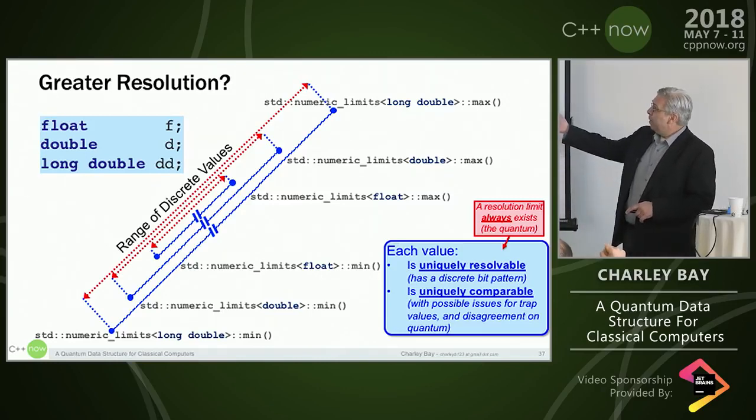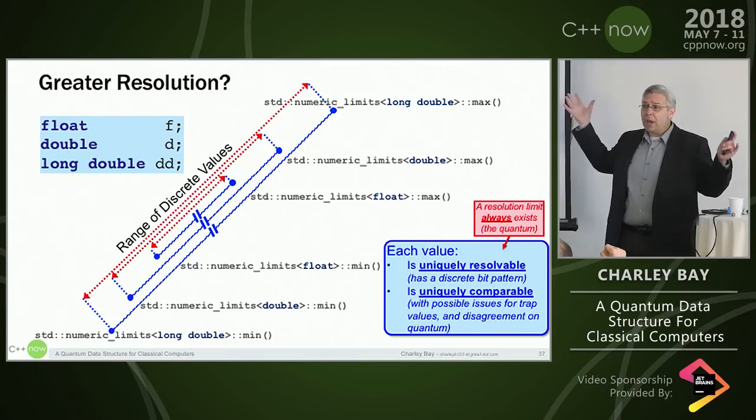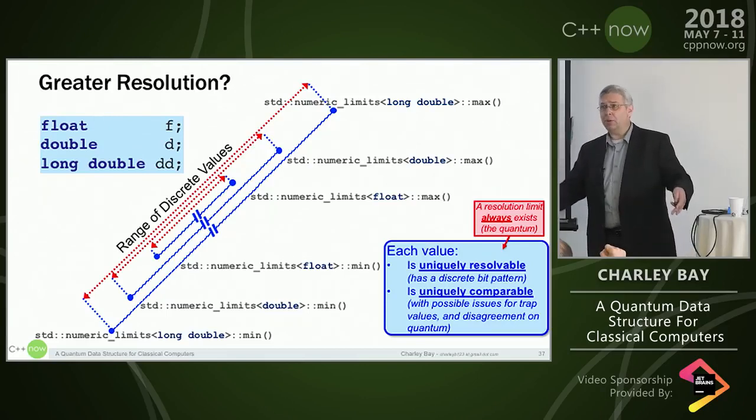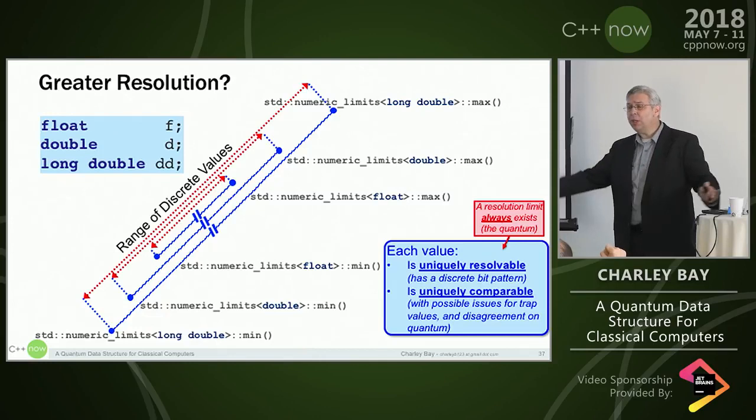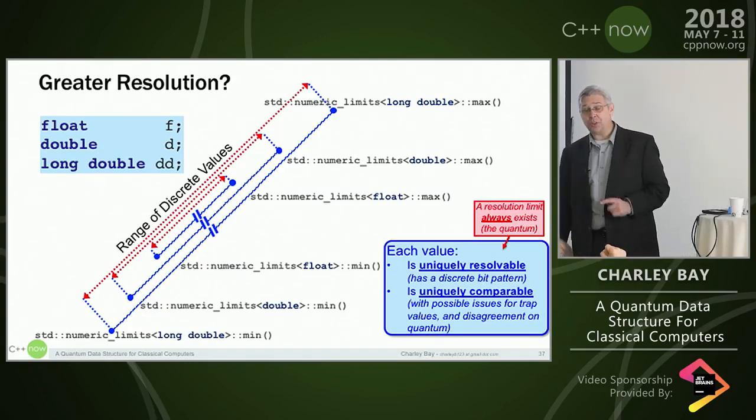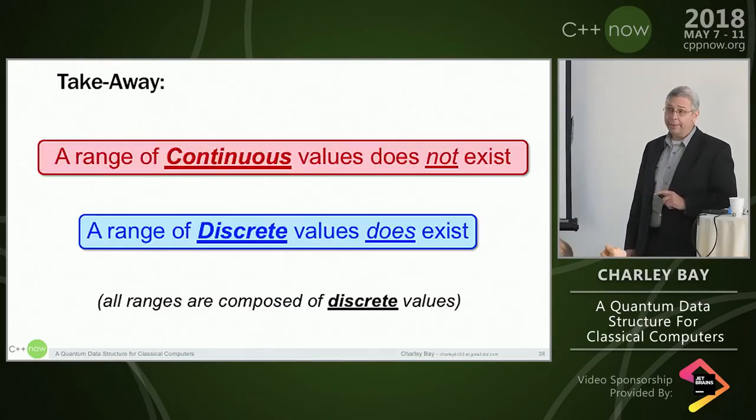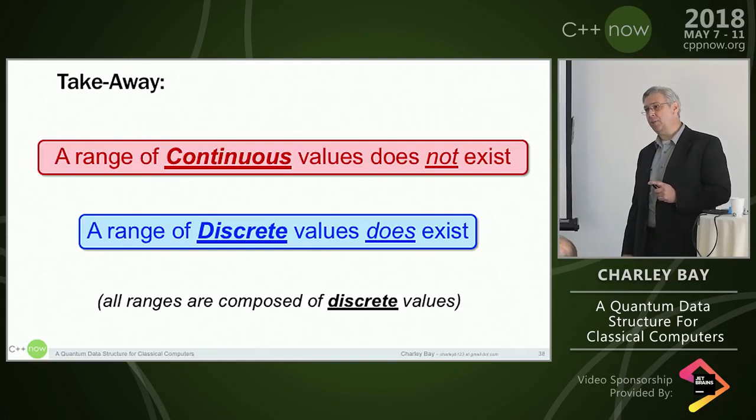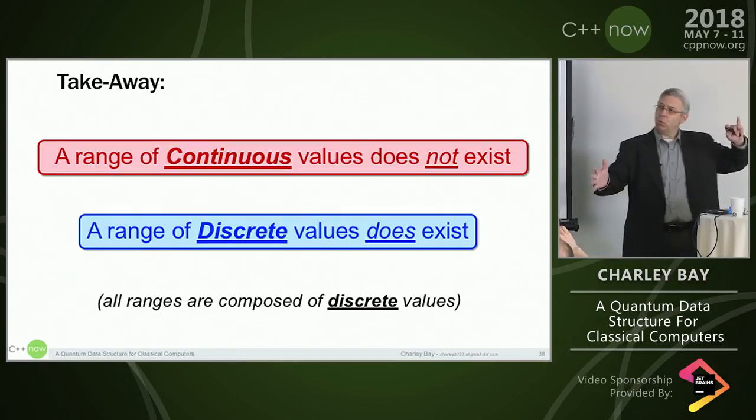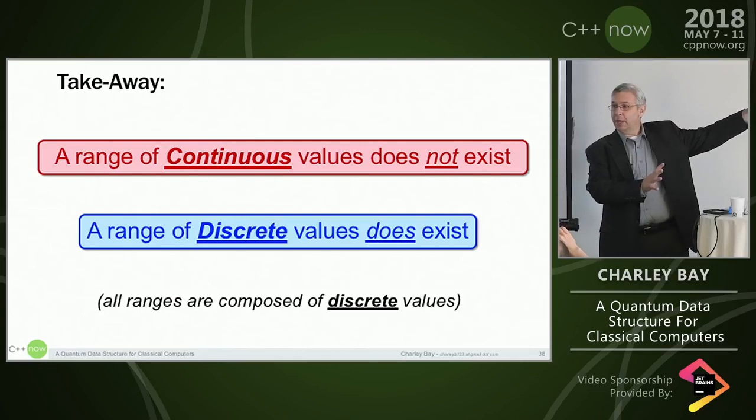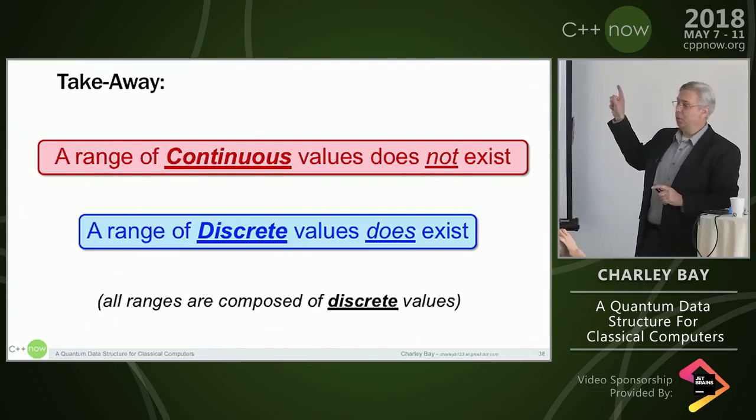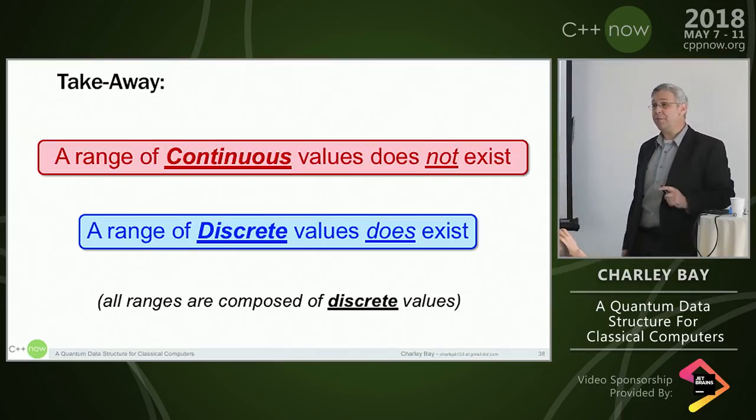But a range, any range of any kind, is sitting on discrete values within that range, full stop. There are no continuous values in that range. It's important for software, that's how the physics works, and that's what blew their minds in 1900. Takeaway: a range of continuous values does not exist, has never been shown to exist, cannot exist, and when you go into the quantum universe, the rules of nature, of everything, that's not true. Oh, but the bottom one is true. A range of discrete values does exist.